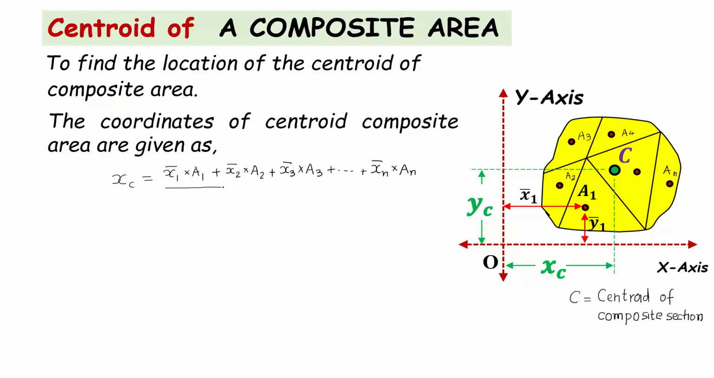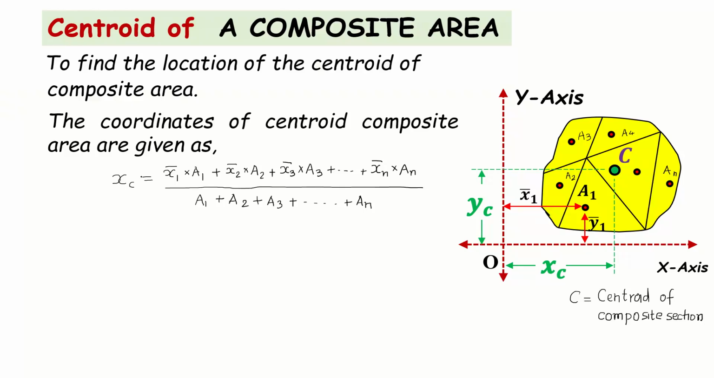So in the numerator, we have the moment of all areas, and in the denominator again we will be writing the areas together, all areas, that is A1 plus A2, A3, sum of all individual areas, and then the last one is An. So when you want to find the x coordinate of centroid, we take the moment of all individual areas with respect to the y-axis, that is, the distance is going to be the x coordinate of that individual area. This is how we find the x coordinate of centroid of composite section.